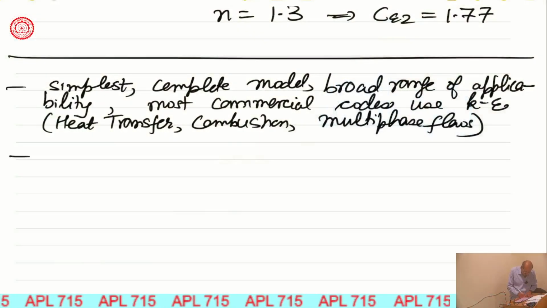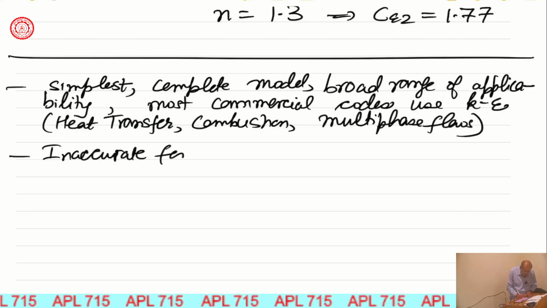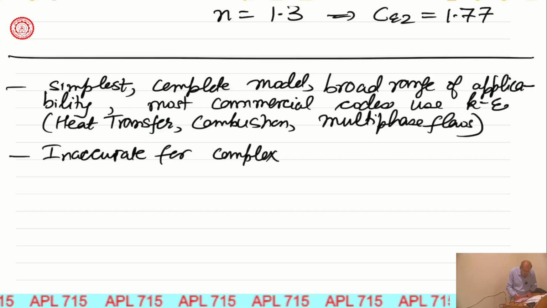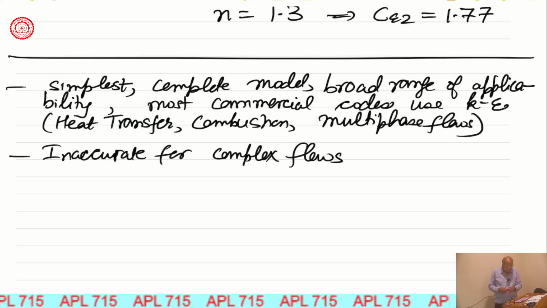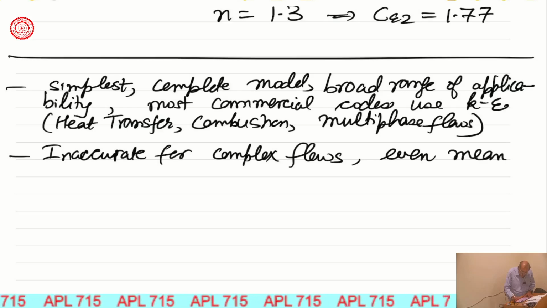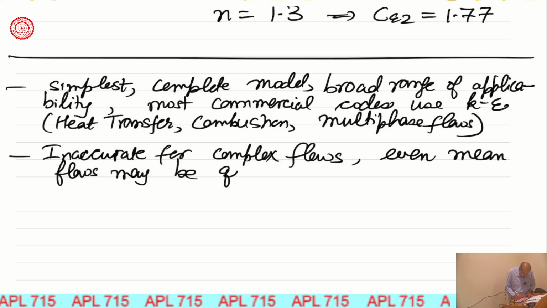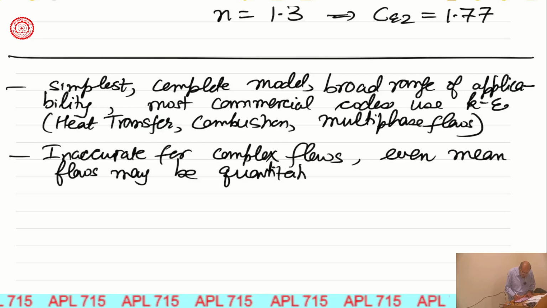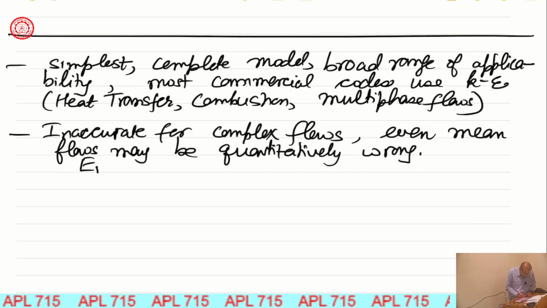However, this model is inaccurate for, and again in all these the proof is in the pudding. If it really works out well, we check with the results if the model is giving us the right results. And here in complex flows, even mean flows may be quantitatively wrong. And the error comes from two things.